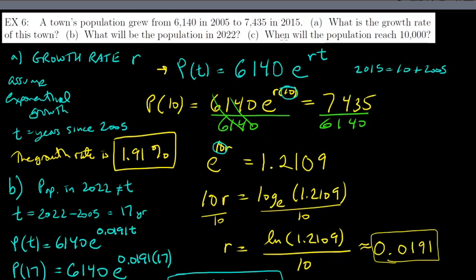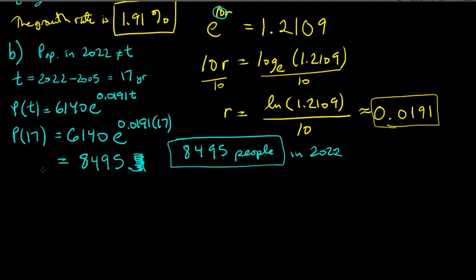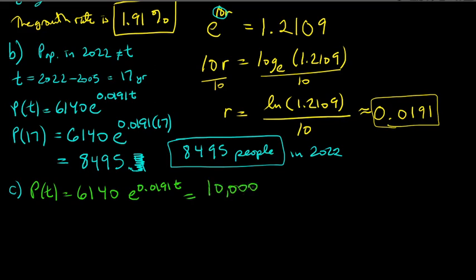And finally, part C, when will the population reach 10,000? So we want the population at time t. This is still, let me use a different color here for part C. I should be color coding these, right? Okay, so here's the equation again, 6140 e to the 0.0191 t. We don't know what t is here, right? We're solving for t because we want 10,000 people. We want 10,000 people. And so how long is that going to take, right?